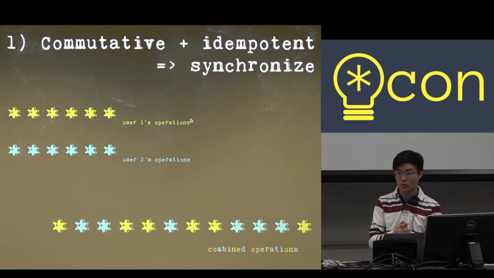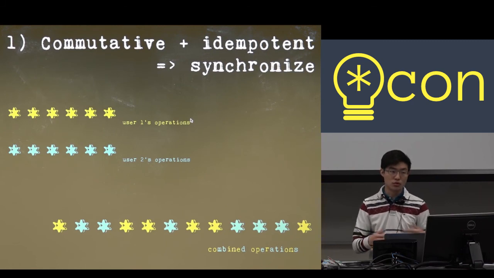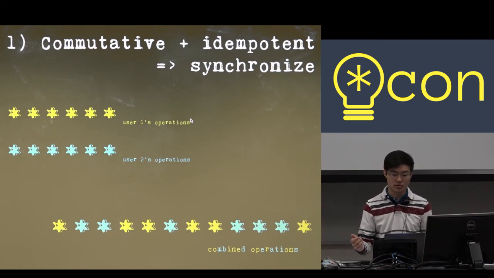And the second property we'll need is for operations to be idempotent. Sounds like a big word, but it only means that if I apply the same operation twice, it's the same as applying it only once. This is useful, for example, if two users delete the same character at the same time. This should only cause one character to be deleted.